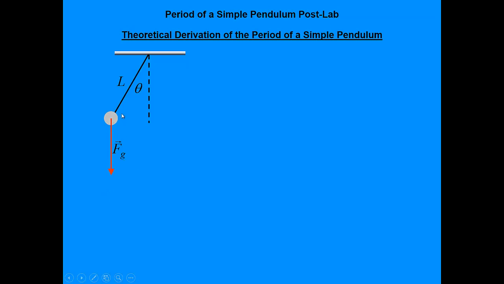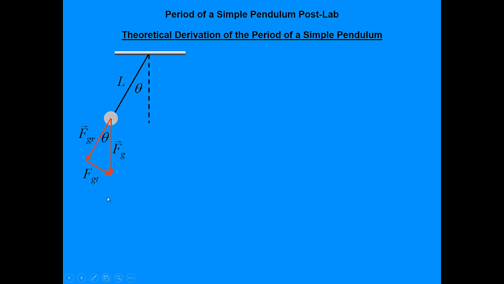So notice here, it's not in the same direction as L, as the string, if you will. So couldn't we break up this force of gravity into perpendicular components? One component, which is radial, and one component, which is tangential. Note, this angle is also theta, the same angle.